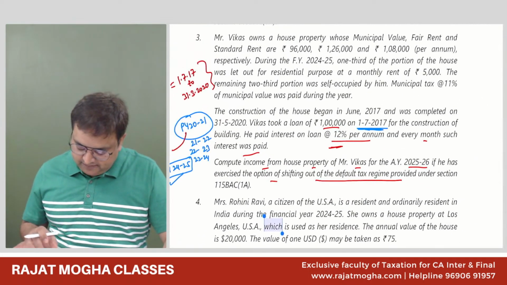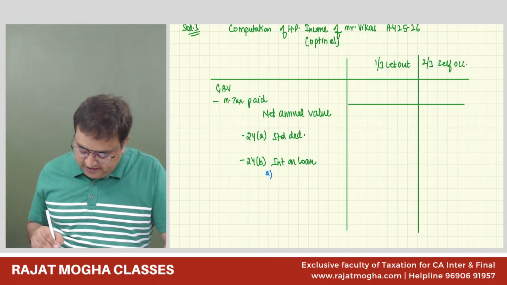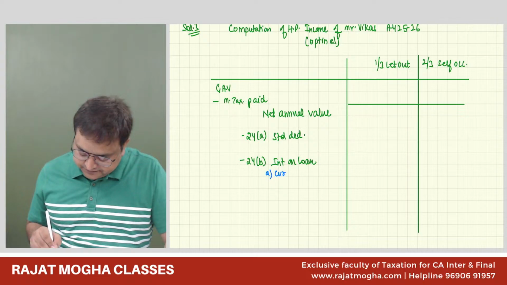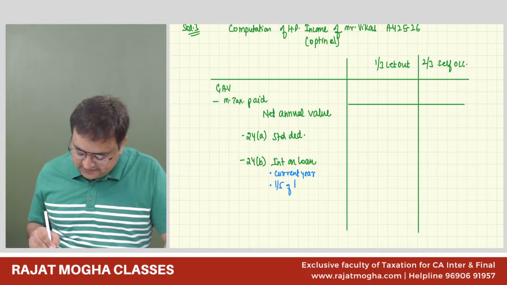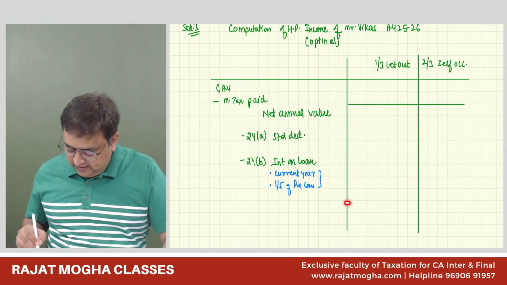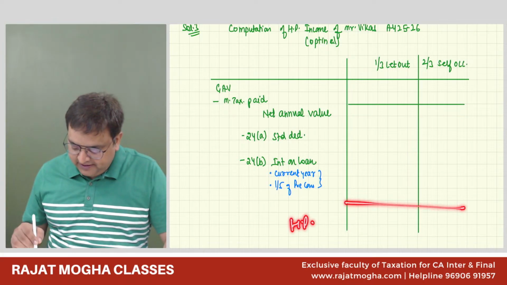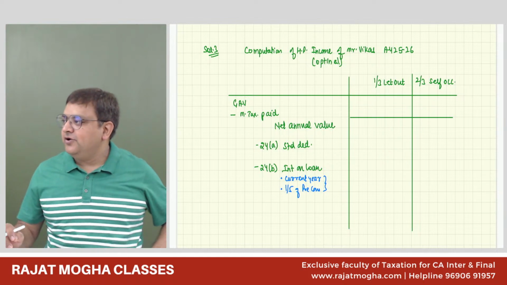Now, guys, I am just giving it to you. You have to calculate for me that there would be a current year interest also. If you don't want to write it A or B, current year interest and 1/5 of pre-construction period interest also. You have to add them up. This is 24B. And then thereafter it would be income from house property. He is following optional regime. Now you have to fill up all these things. So I'm not doing it. You have to do this.